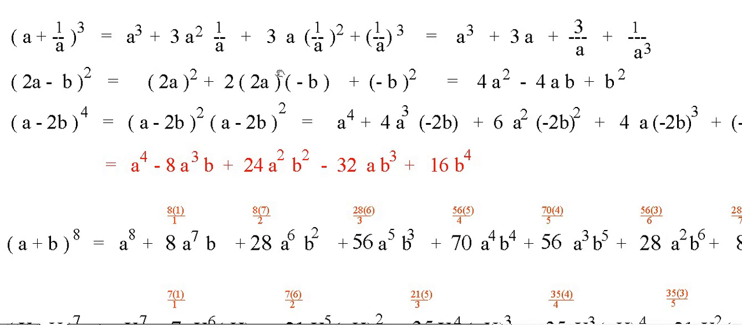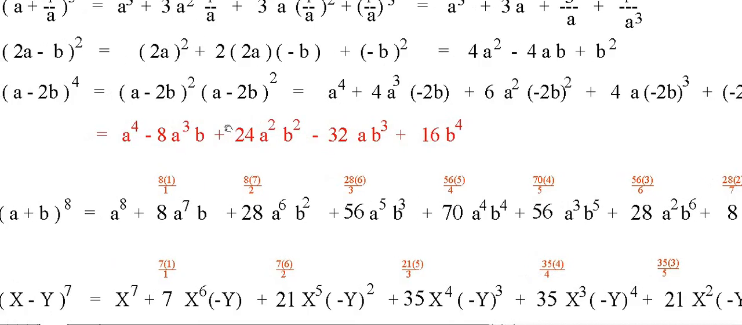Now if we have a negative second term, then we have a numerical coefficient on the first term. So we expand this, 2a square plus twice the product of these two, 2a times minus b, plus we square the last term. Then simplifying, this is 4a square, this is plus minus, because of this, minus 4ab, then plus b square.